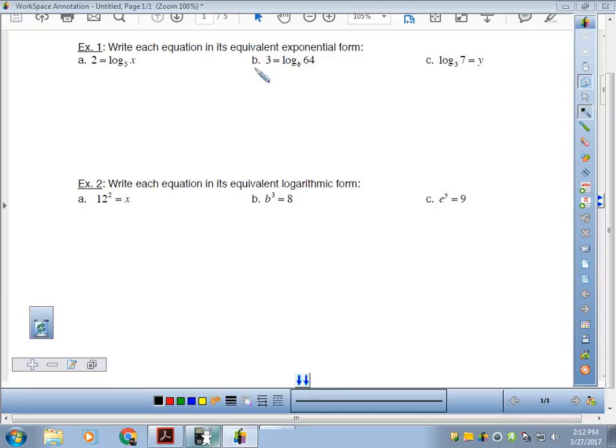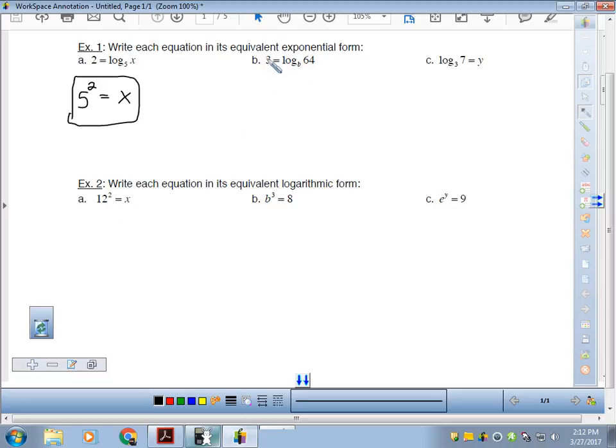Example 1 asks us to write each equation in its equivalent exponential form. So we have 2 equals log base 5 of x. The first thing to do is identify your base. In this case, our base is 5, so we write that down. Then we need our exponent. In a logarithm, the exponent is the thing on the other side of the equal sign, so our exponent is 2. Then we write equals, and the thing inside the logarithm is your solution, so that's my x. There it is in exponential form.